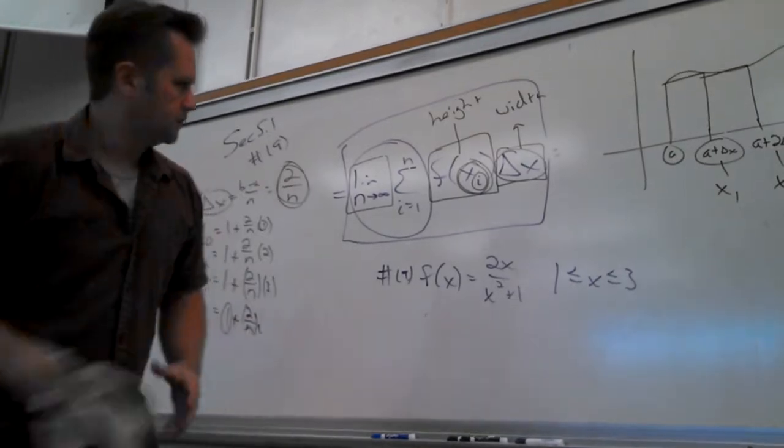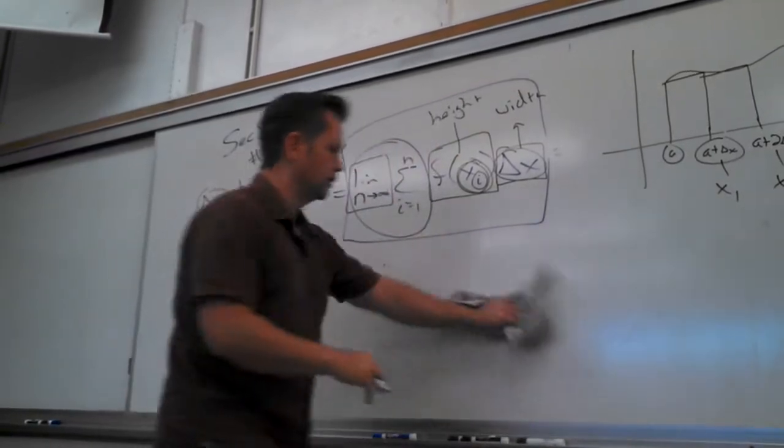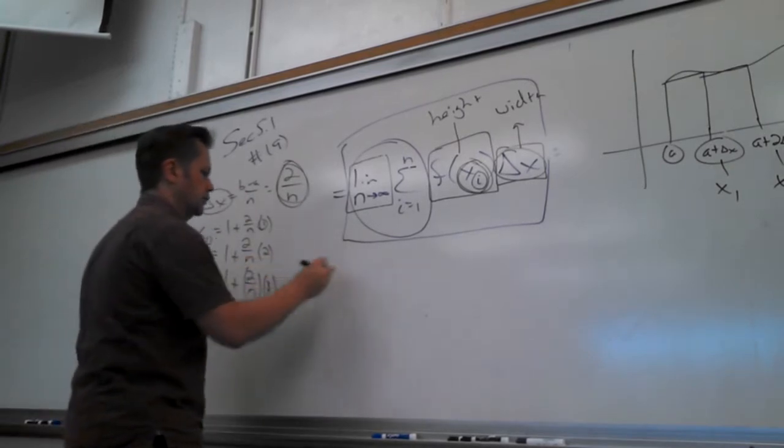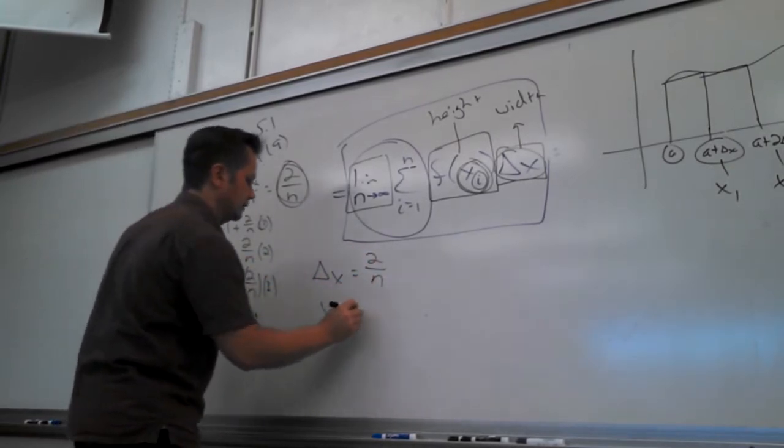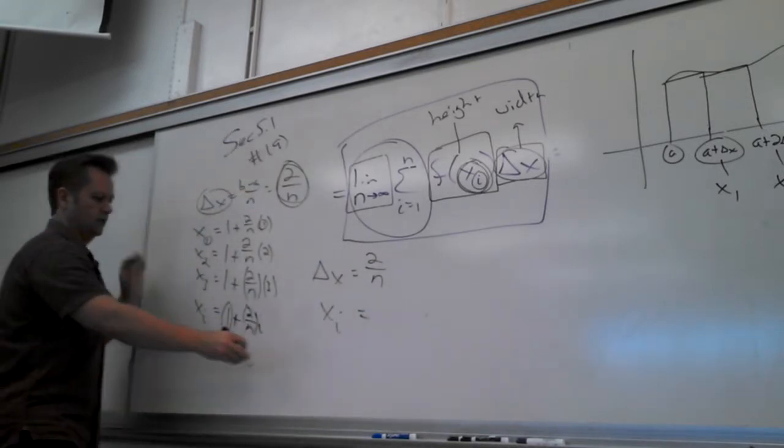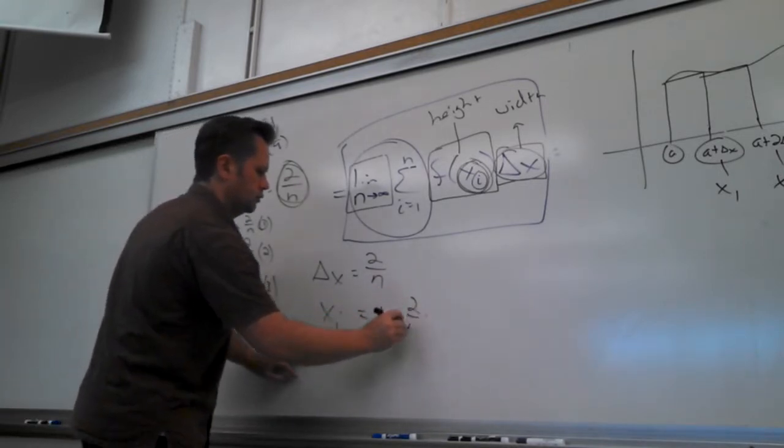All right, so let's see where we are. So we figured out what delta x was. That's where we started. Then we figured out what x_i is. Did we? Yes. x_i is 1 plus 2 over n times i.